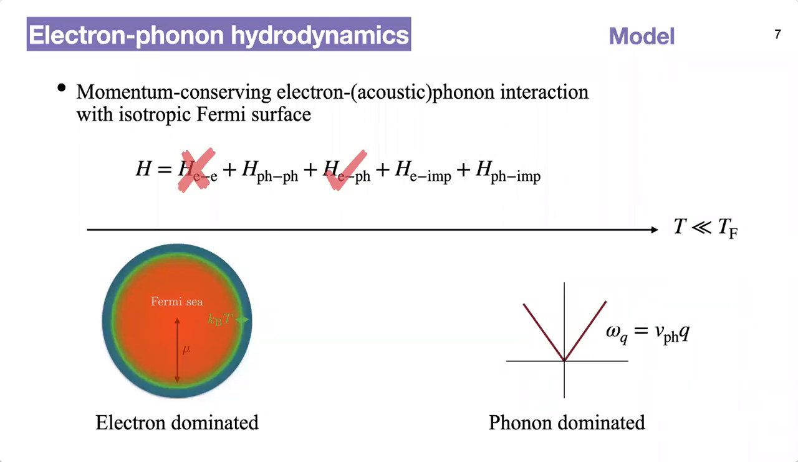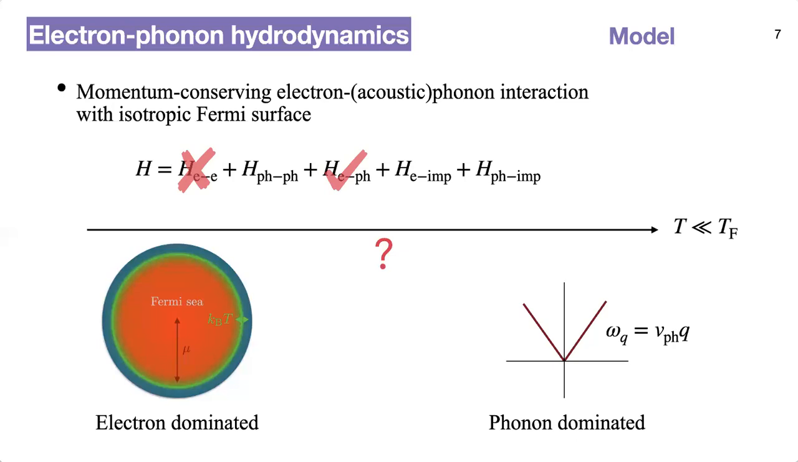The excitation window for the electrons is proportional to the temperature, while for the phonons it is proportional to T to the d, where d is the dimension of the space. We expect that the low temperature is still an electron-dominated fluid, while at high temperature it is probably a phonon-dominated fluid. So a natural question to ask is what happens in between, in the intermediate temperature region. Can I ask a question?